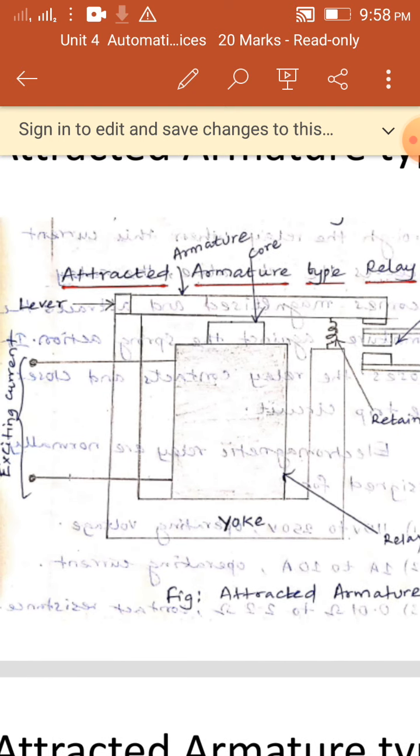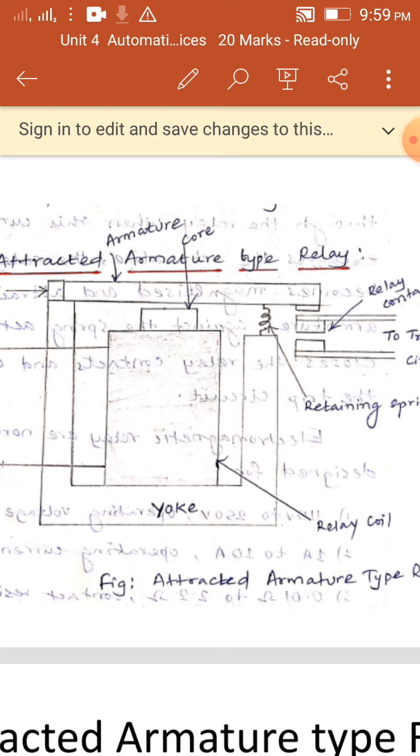Now the working principle: when we give the voltage, this armature becomes a temporary magnet. So the down portion is a magnet, the upper one is iron, so it attracts. What does that mean? It puts pressure on the contacts, so the motor which is off will get on, or if something is on, it turns off. We can make it trip.